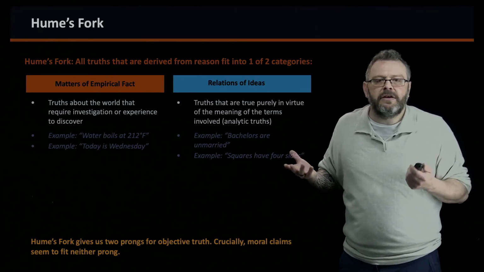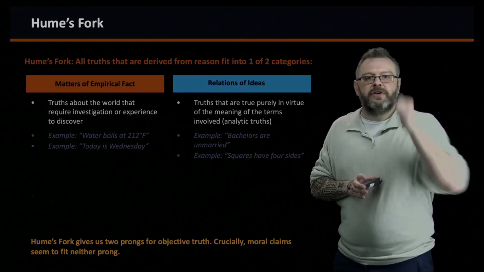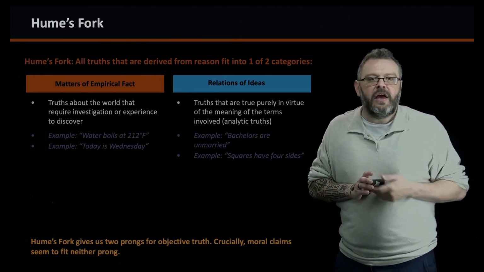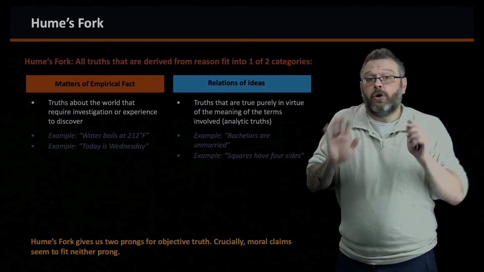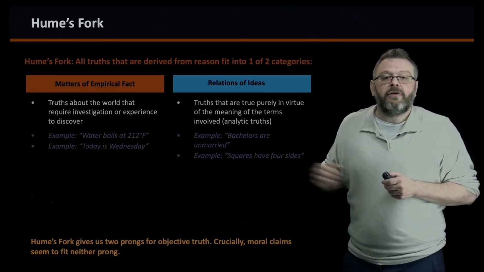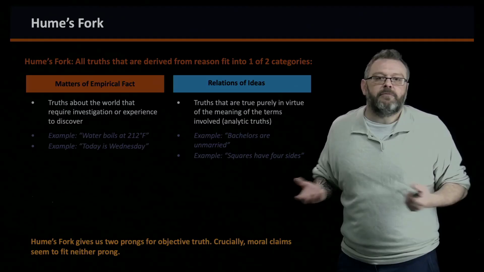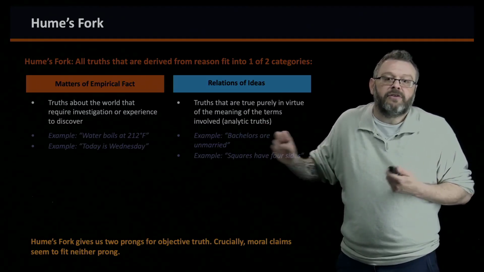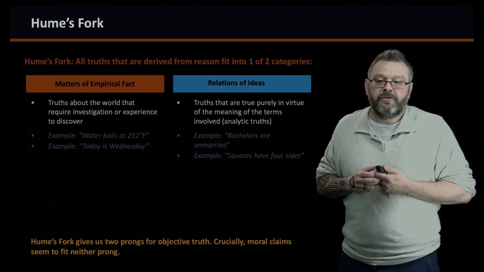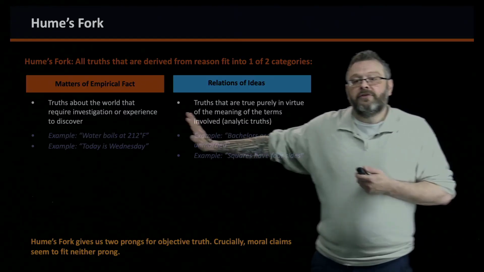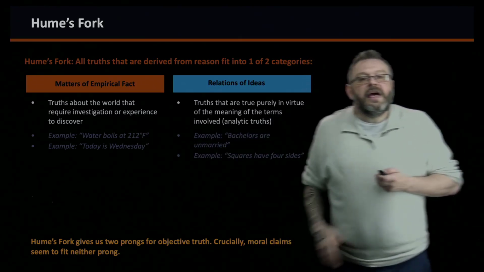Bachelors are unmarried. Triangles have three sides. If you just give me the definition of what a triangle is, I can tell you, oh, well, triangles have three sides. That's true. And I don't have to go look at any triangles. I don't have to go survey a bunch of bachelors to see if any of them are actually married, right? No, as long as I know what a bachelor is, then I know that that person's not married. Whereas these matters of empirical fact require investigation.